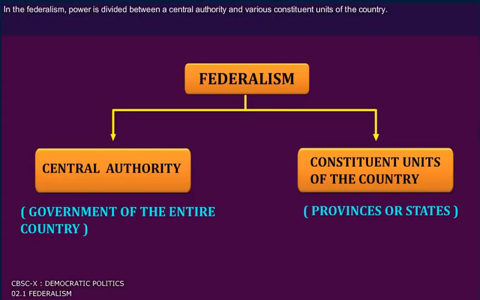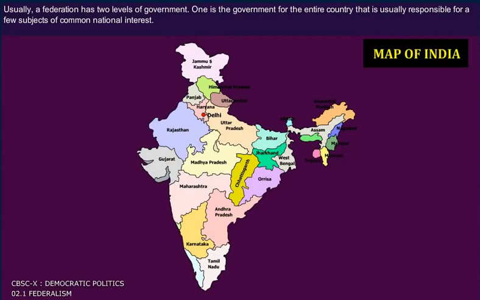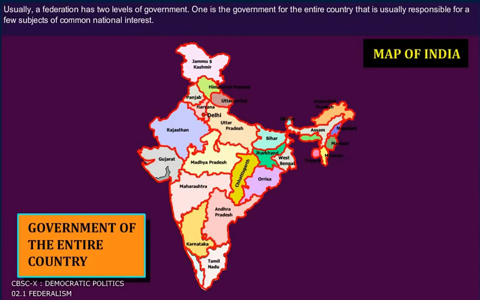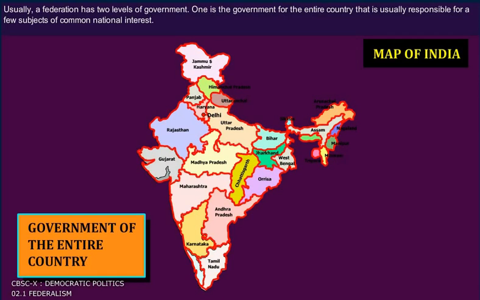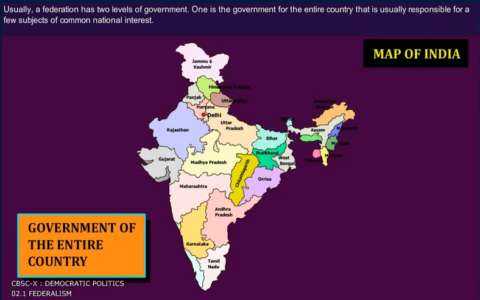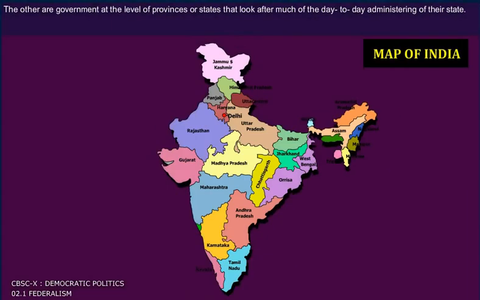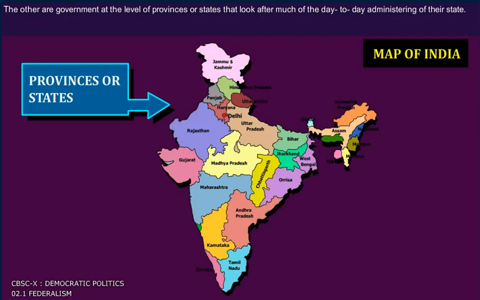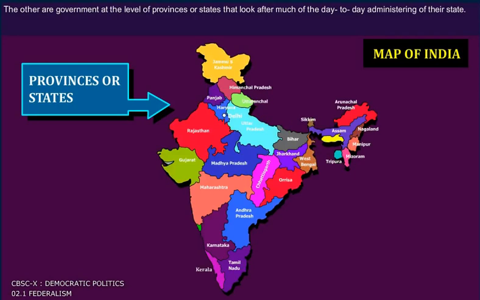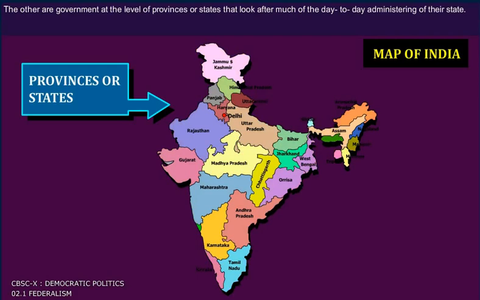In federalism, power is divided between a central authority and various constituent units of the country. Usually, a federation has two levels of government. One is the government for the entire country that is usually responsible for a few subjects of common national interest. The other is the government at the level of provinces or states that look after much of the day-to-day administering of their state.